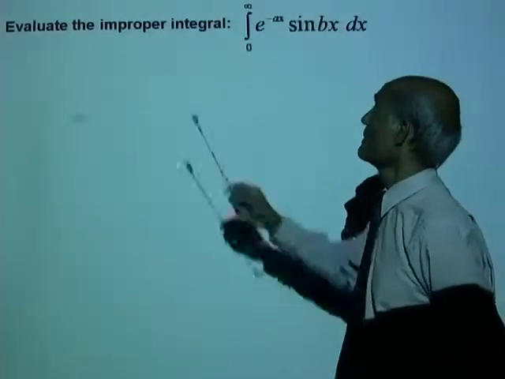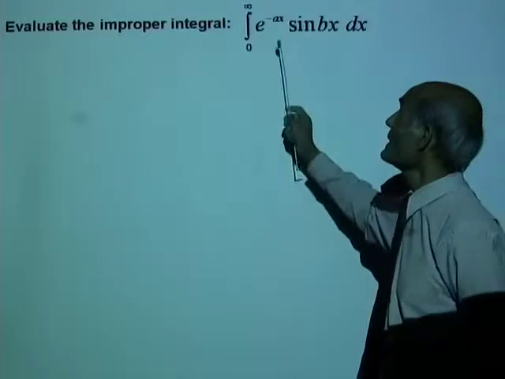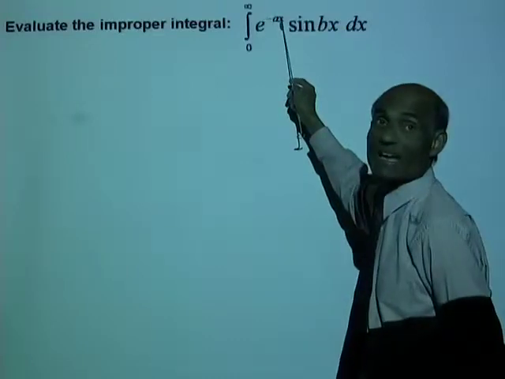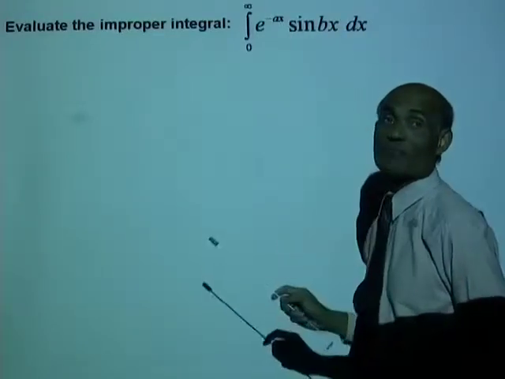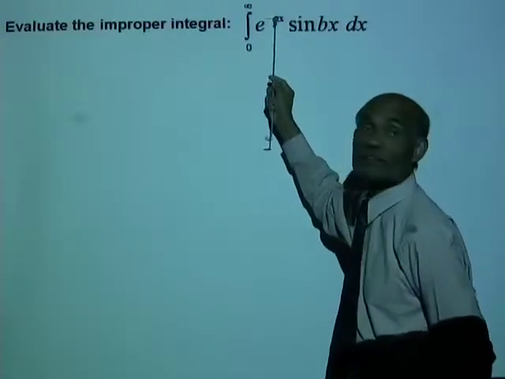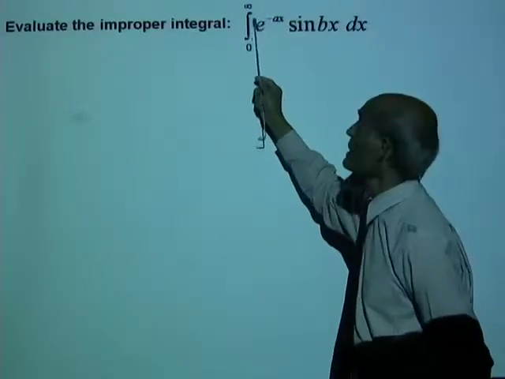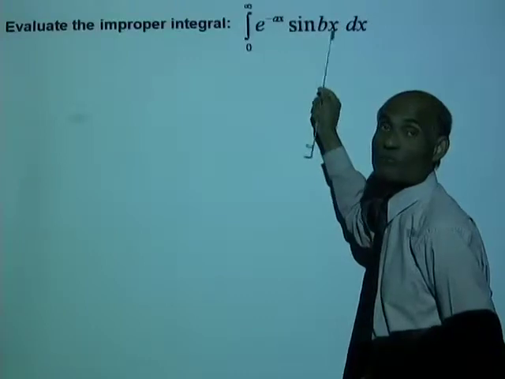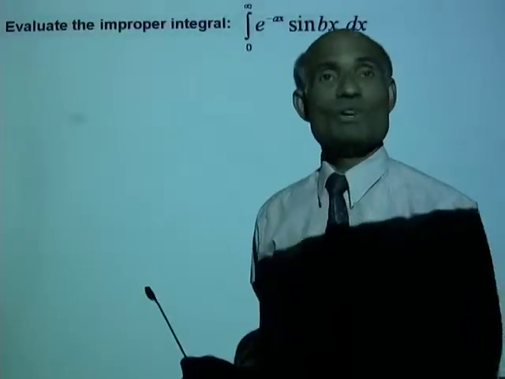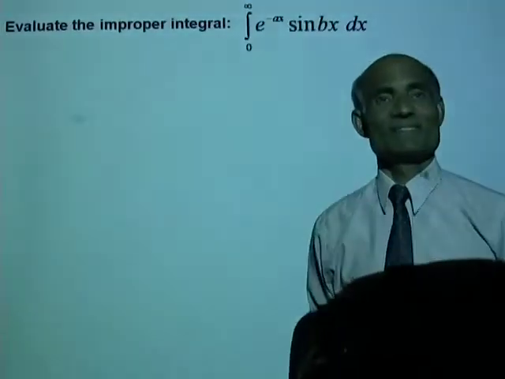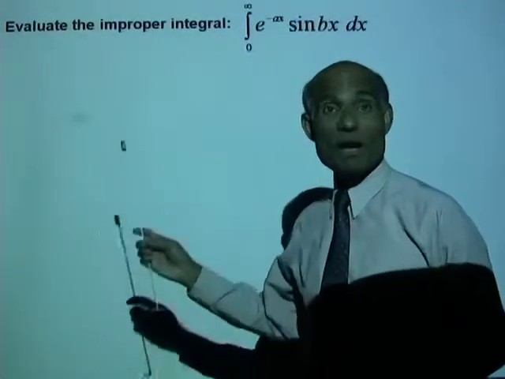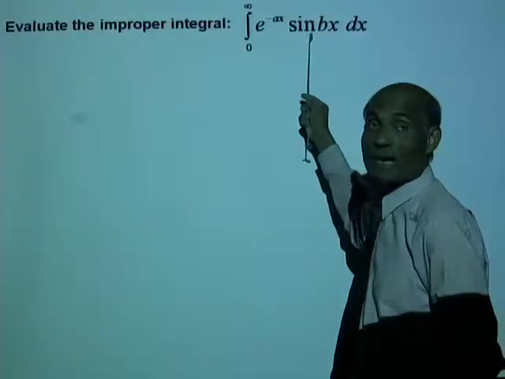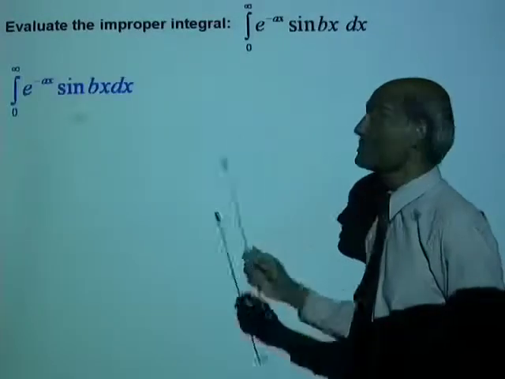Okay, another one. Evaluate the improper integral, the integral from 0 to infinity of e to the power of negative ax sine bx dx. If you cannot read this properly, just listen when I read it. What's the method for integrating this? Well, the same, integration by parts, isn't it? You can choose this as your u and that as your dv. All right, let's do that.